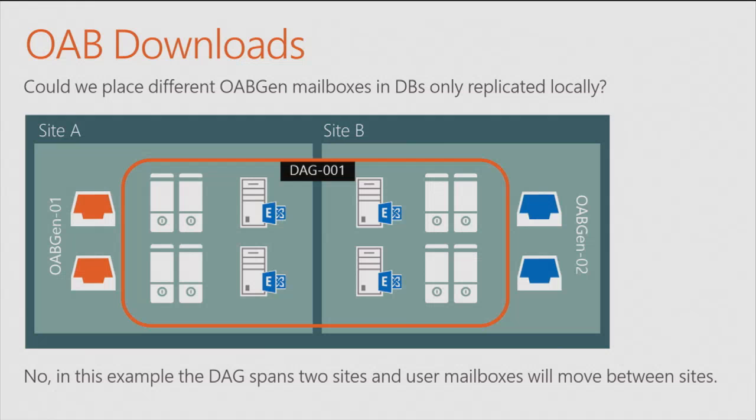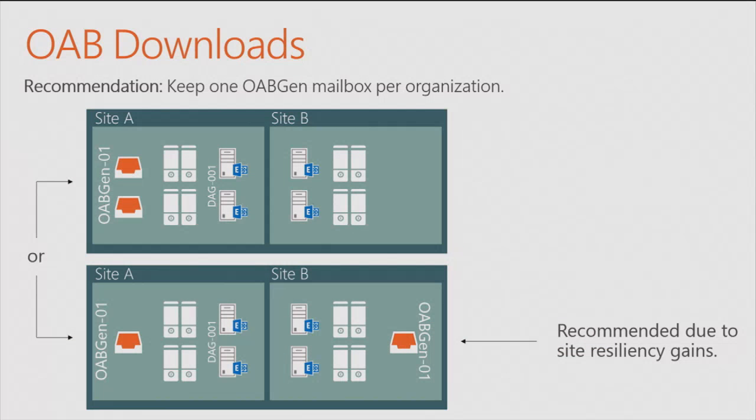So the current recommendation is to do this. And we are looking at ways to potentially make this better, but I just want to let you know what we're currently recommending, even as of SP1, is just have a single OAB Gen mailbox in the organization as a whole, worldwide. Right? You could do the top option, which is you've got local site resiliency, but you have no site resiliency. So we'd really suggest the second option there. Have an OAB Gen mailbox that is inside a database replicated in the 2 different Active Directory sites that your DAG spans.